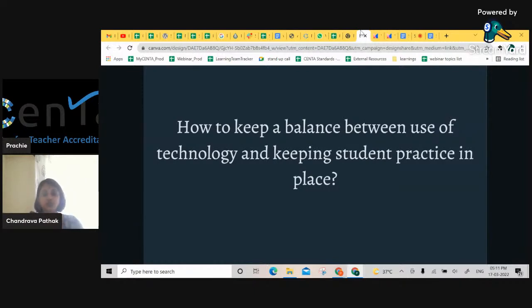So if one of my students understands well from technology, he is getting it. But if one of the students doesn't want to do it and is not interested in learning from technology, that person shouldn't be left out. So it's really important to maintain a balance between technology, catering to the need of students, and also, one of the most important things, keeping student practice in place.